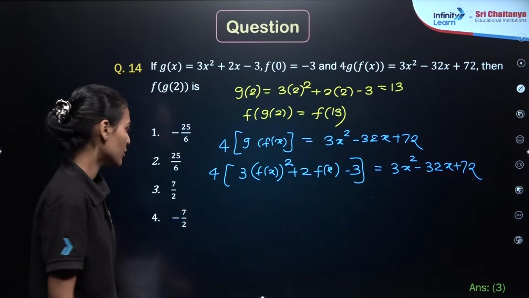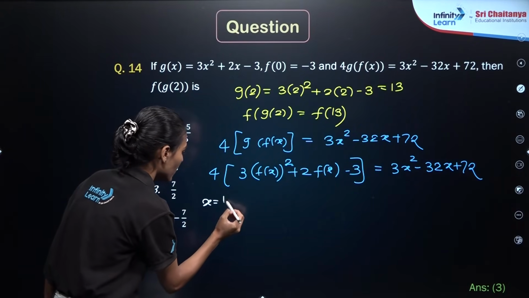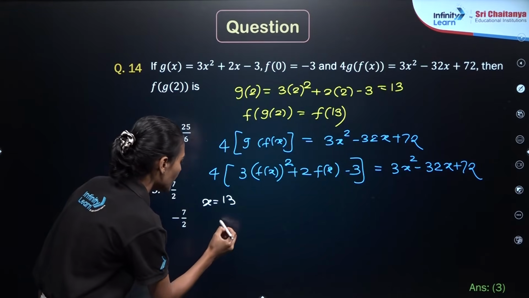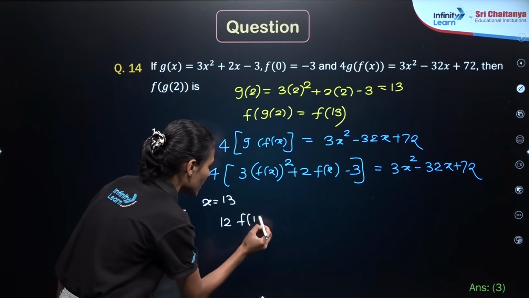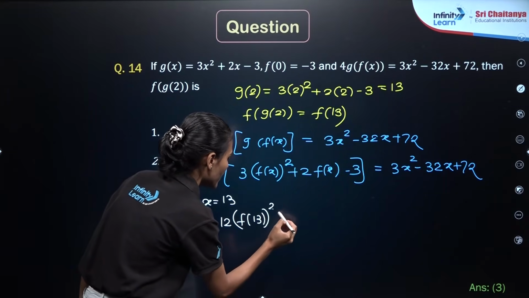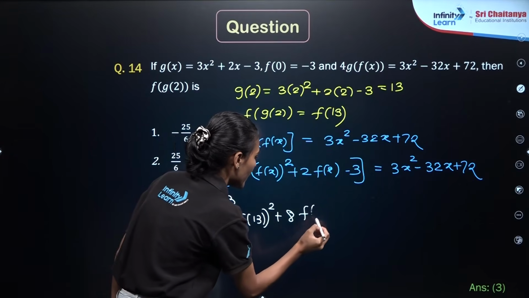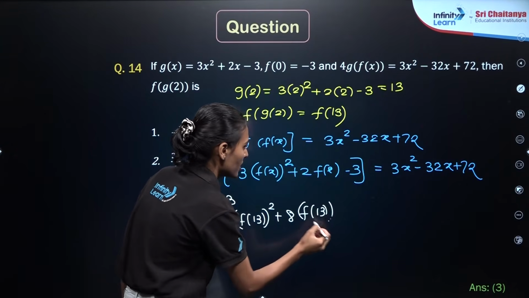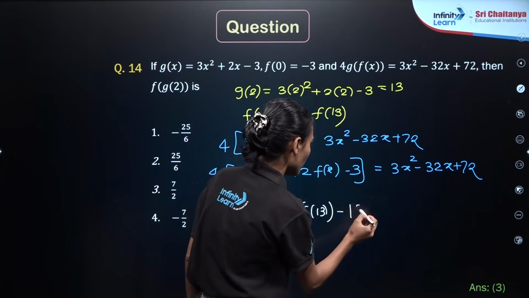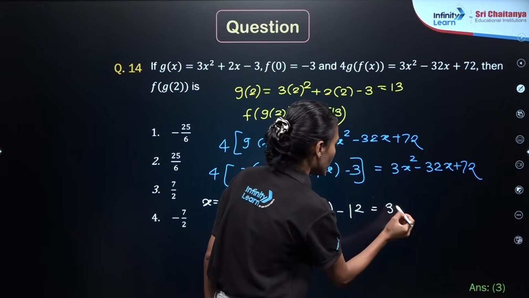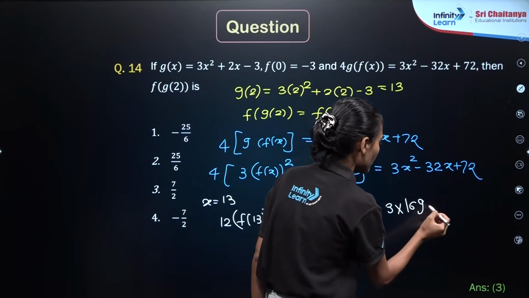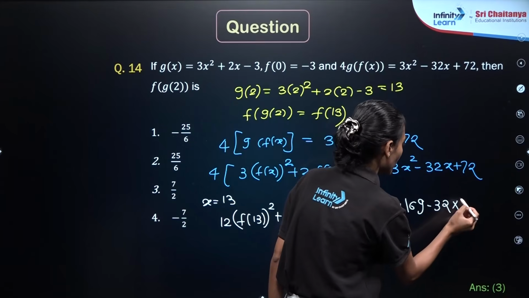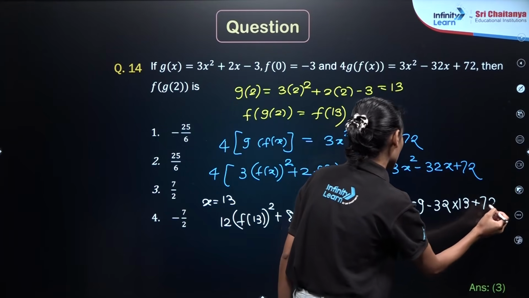So now let us substitute x as 13 because we need to find f of 13. So it will be 12 times f of 13 square plus 8 times f of 13 minus 4 into 3, 12 equals 3 into 169 minus 32 into 13 plus 72.